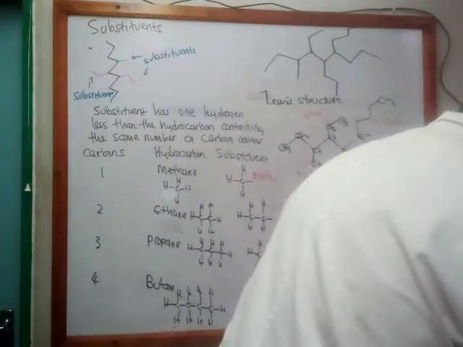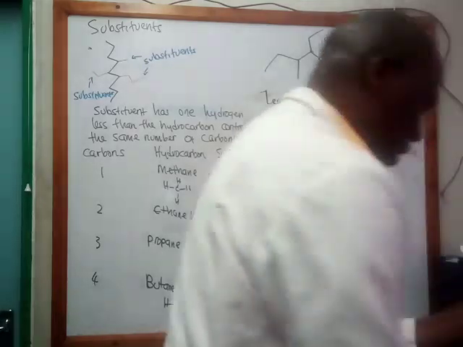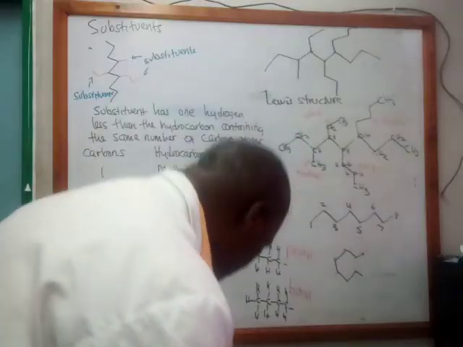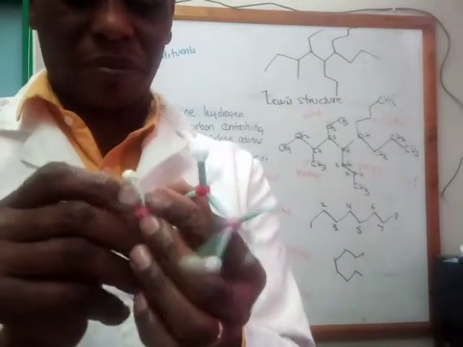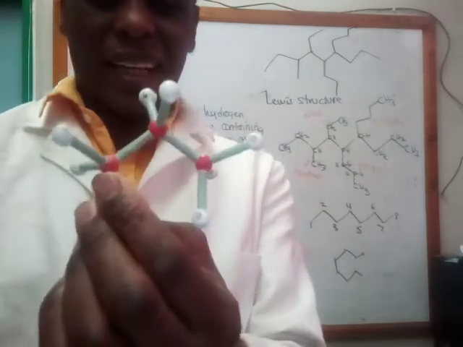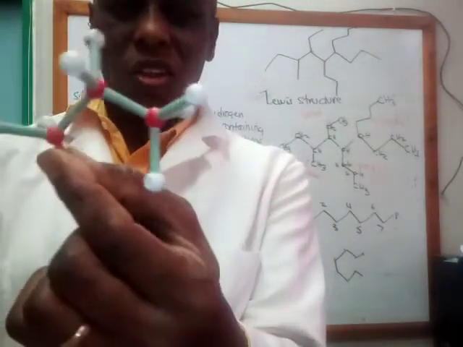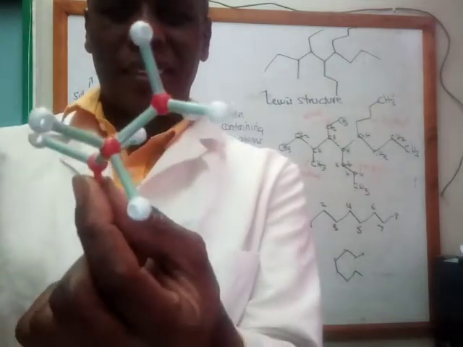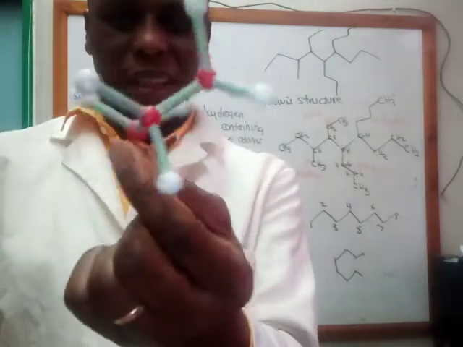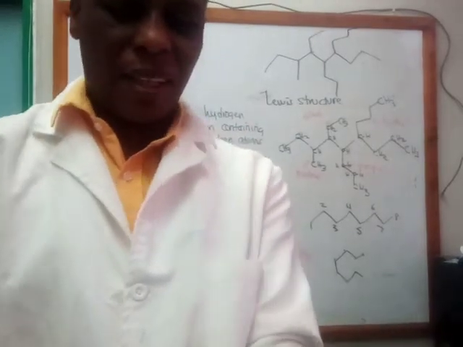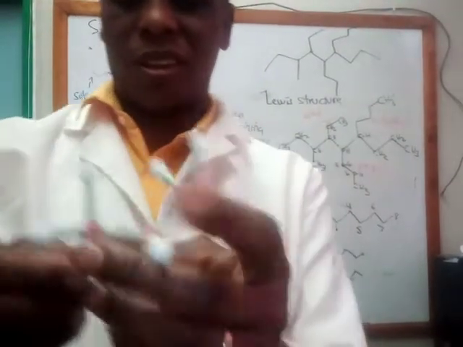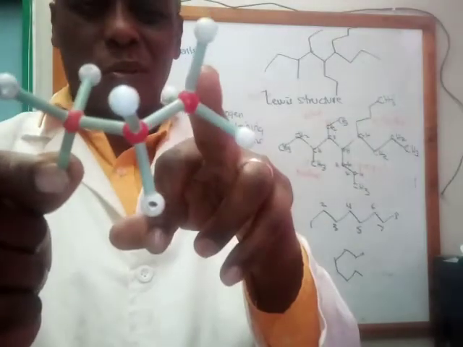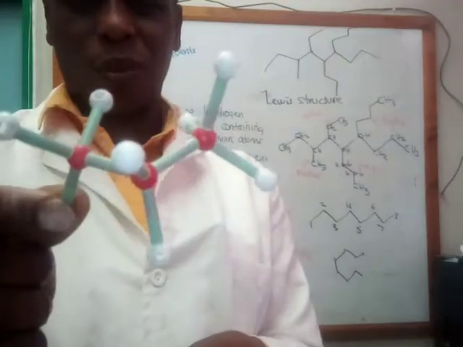So let me look at a substituent with three carbon atoms. So I'm going to add another carbon atom. Let me add another. Can you see here? So this is what I'm going to be calling a propyl substituent. Can you see here? Okay, let me put it like this to show the point where it is being joined. So this is my substituent with 1, 2, 3 carbon atoms, yeah?